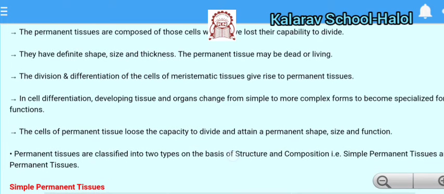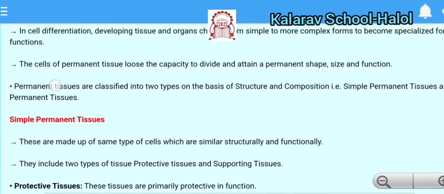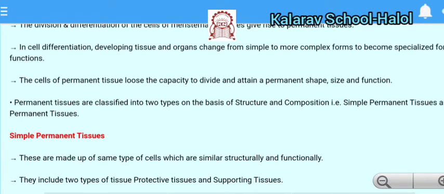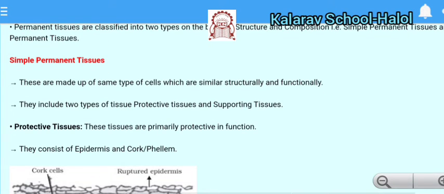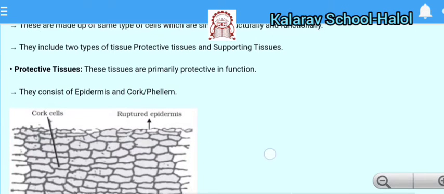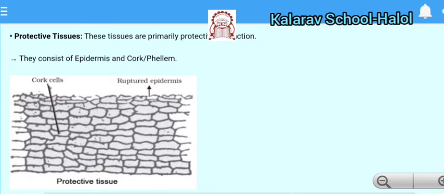Permanent tissues are again divided into two types according to structure and composition: simple permanent tissue and complex permanent tissue. Here developing tissue and organs change from simple to complex. Simple permanent tissues are made up of the same type of cells which are structurally and functionally similar. Simple permanent tissue is of two types: protective tissues and supporting tissues. Here we are discussing protective tissues.